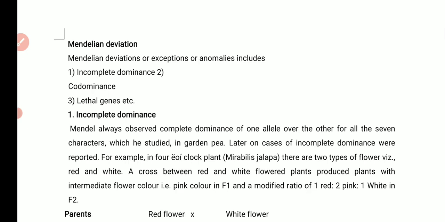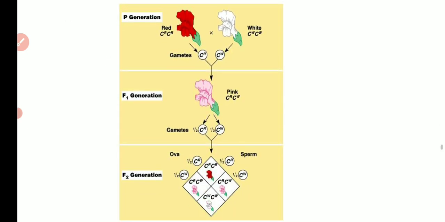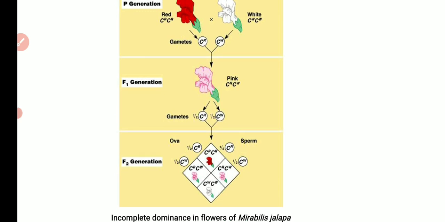So incomplete dominance we saw in Mirabilis jalapa, the 4 o'clock plant, where there were 2 types of flowers, red and white, and in the hybrid, the F1 hybrid, it shows you a pink. In F1 you got full pink. Then in the F2 you get 1 red, 2 pink, and 1 white.